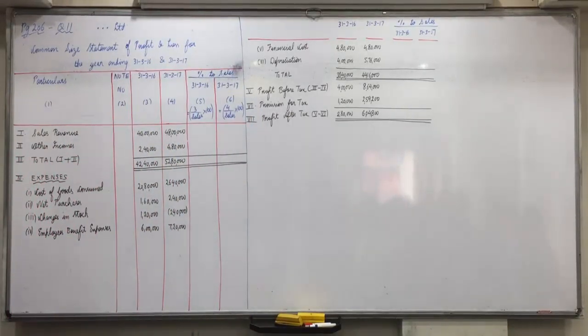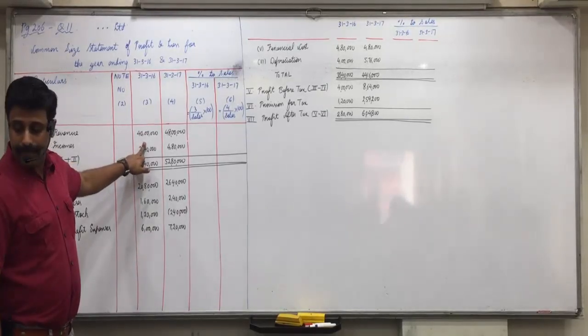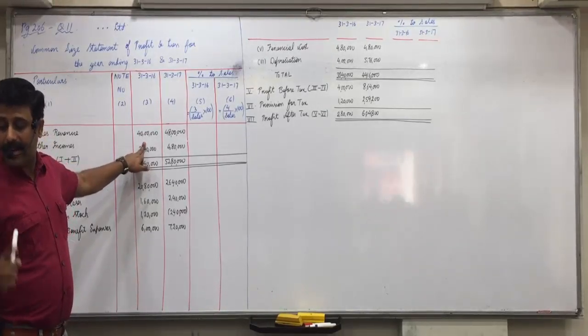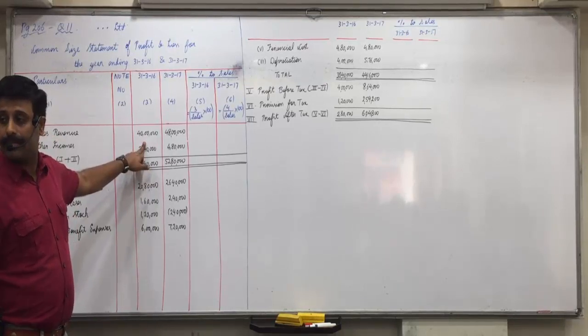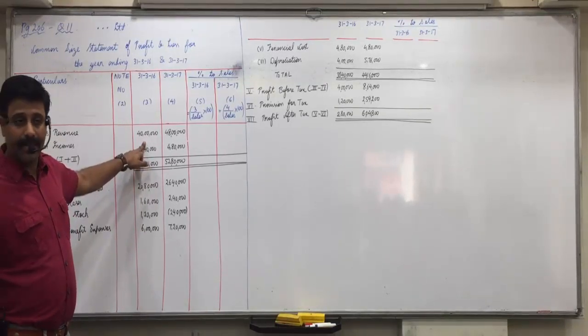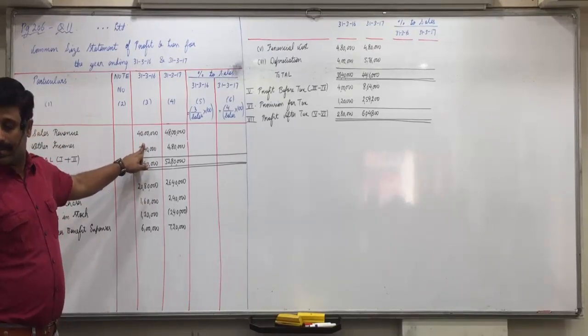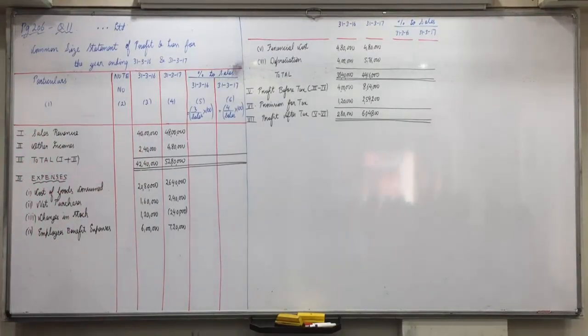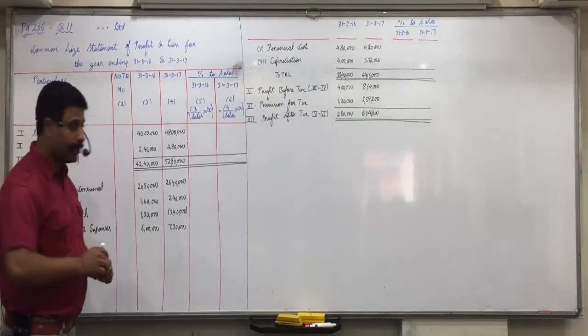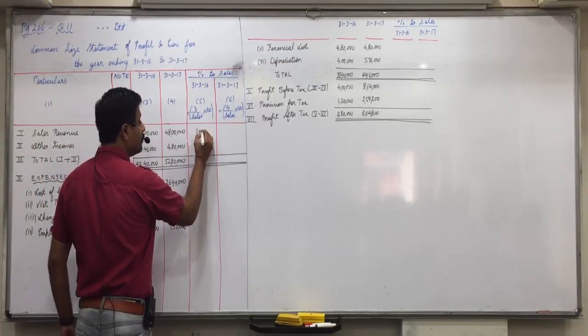Now in calculators, do it like this: 40 lakhs, divide, press it 2 times. Again 40 lakhs, percentage, 100. Do you get it? Don't press on.